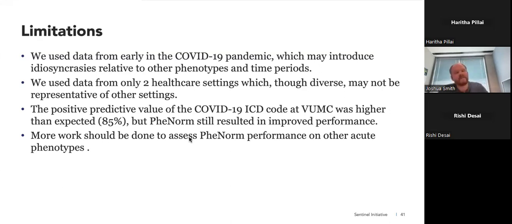Oh, and I should also mention the positive predictive value of the COVID-19 ICD-9 code, as I showed earlier. There was research saying it was not very good, especially early in the pandemic. But it turned out the ICD code's positive predictive value at Vanderbilt was actually better than expected. But still, we were able to get improvement in performance by using PheNorm. And at KP Washington, the PPV was as expected, not great for the ICD code alone, but they showed significant improvement over that using PheNorm.